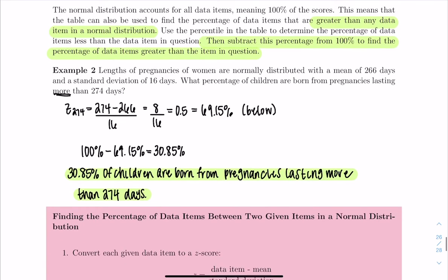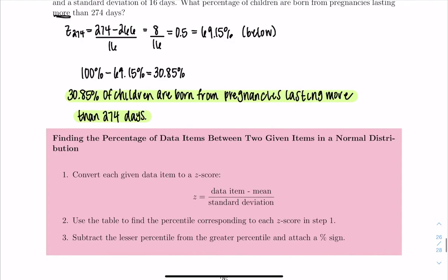So to find the percentage of data items between two given items in a normal distribution, you're going to convert each given data item to a z-score. You're going to use the table to find the percentile corresponding to each z-score in step 1. And then you're going to subtract that percentile from the greater percentile and attach a percent sign. So let's try this for example number 3.